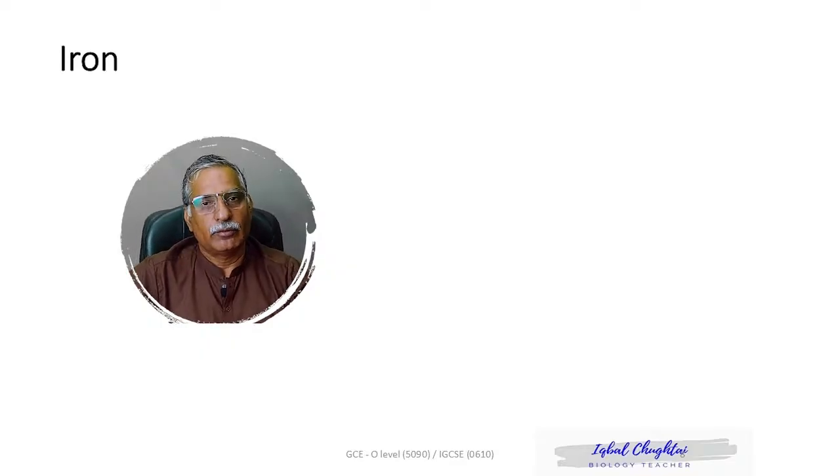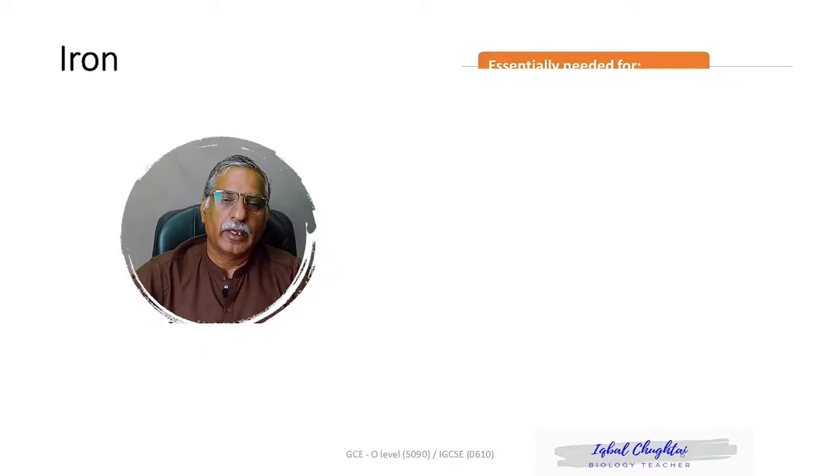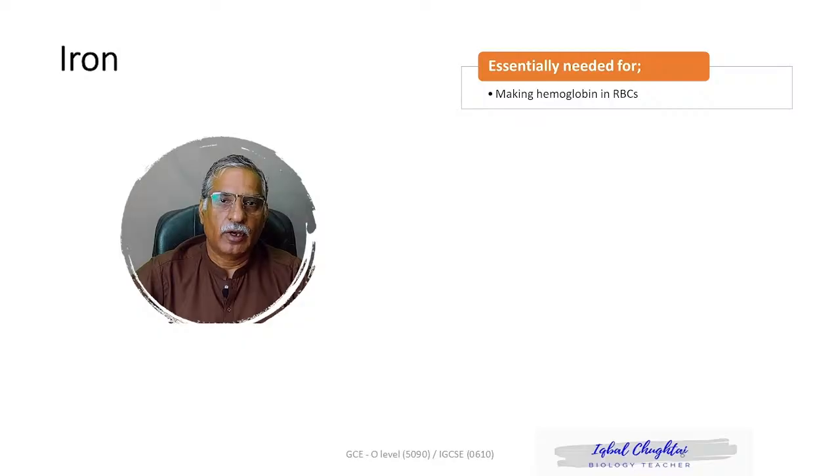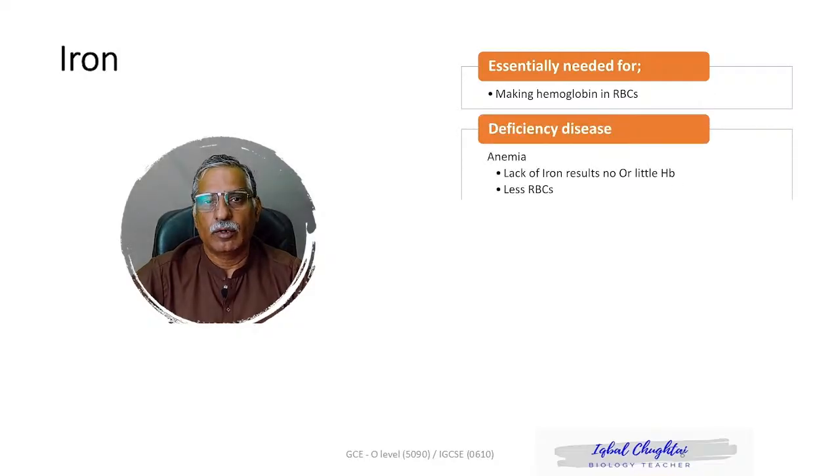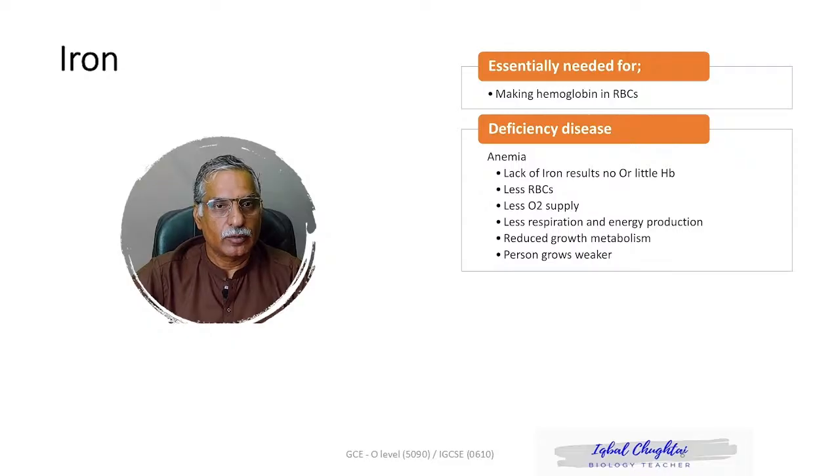Iron is another important mineral, and iron is needed for making hemoglobin, a protein found in the red blood cells that is responsible for oxygen transport. This iron is needed for making hemoglobin, for making red blood cells, and if iron is deficient in our diet, definitely hemoglobin formation will be affected. Less hemoglobin will be formed. It means fewer red blood cells will be formed, and fewer red blood cells means anemia, a disease where oxygen supply is reduced to the body tissues, body muscles.